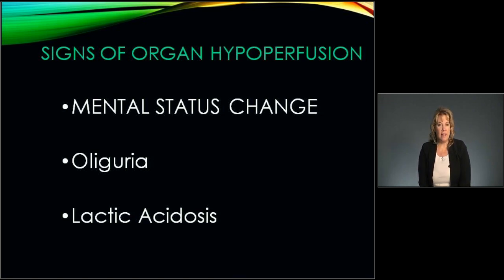And the presence of lactic acidosis indicates, again, that the tissues are hypoperfused. We should not produce significant amounts of lactic acid. So when those numbers start to exceed 2.0 millimoles per liter, then that does indicate that there is hypoperfusion and anaerobic metabolism occurring somewhere within the body.